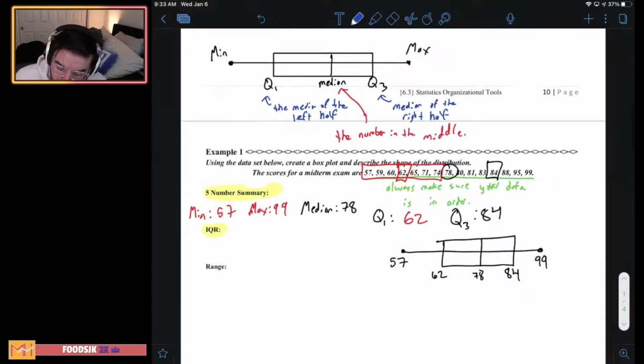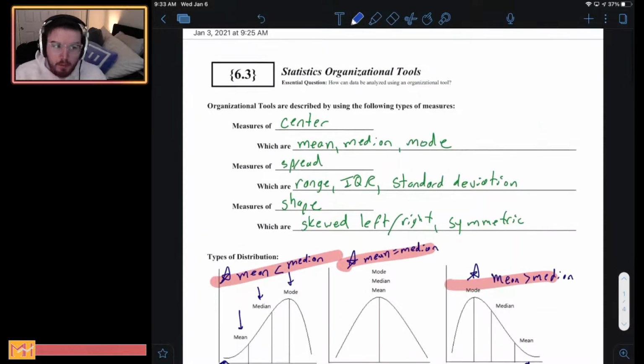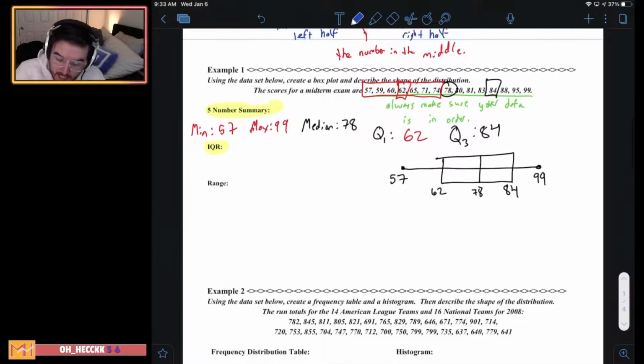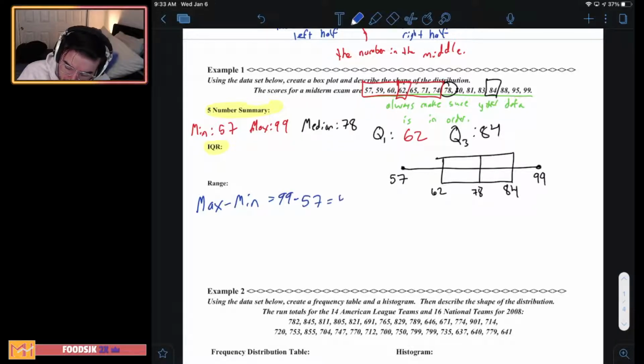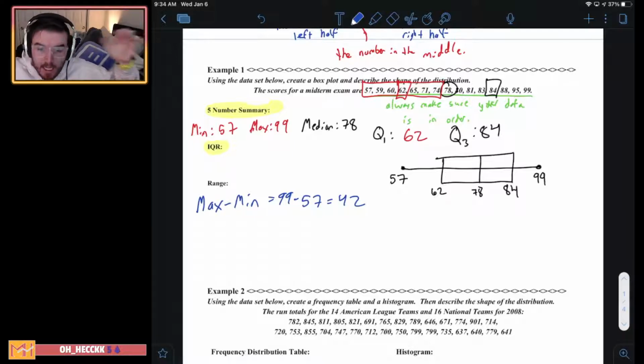So IQR, that was a measure of spread, right? Range and IQR are sort of similar. Range is the easy one. So let's talk range first. That's always going to be max minus min, which is 99 minus 57, which is 42. The range meaning how far apart is the biggest value and the smallest value. How spread out are these numbers? IQR stands for interquartile range, which means how far apart are the quartiles, Q1 and Q3.